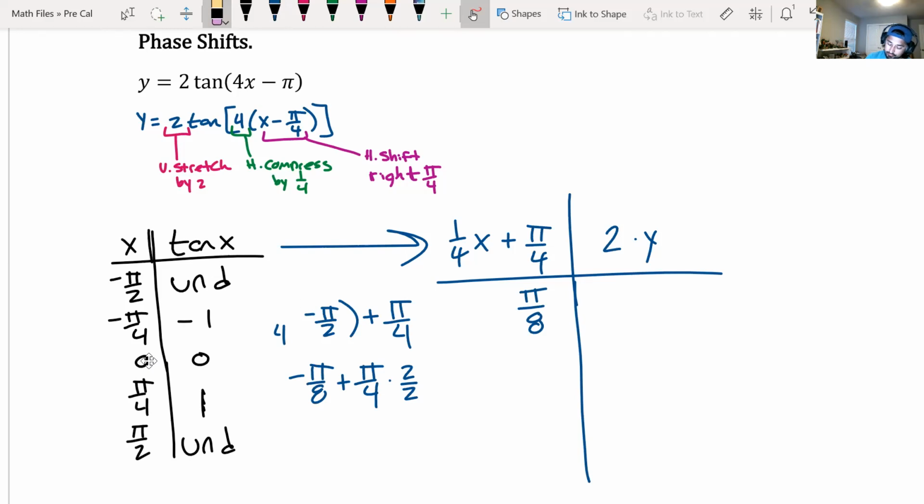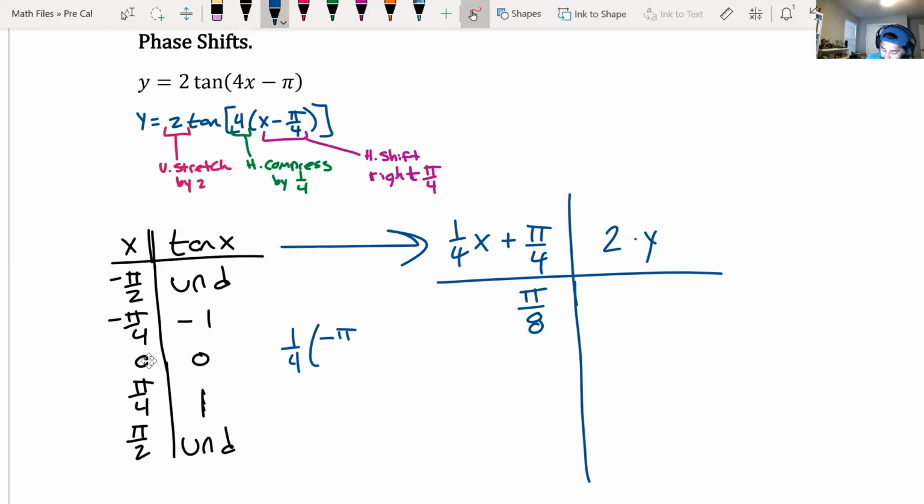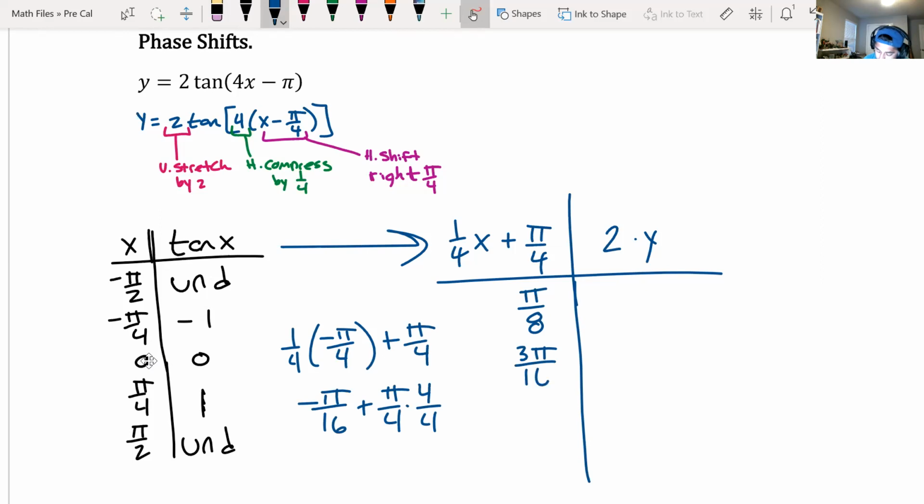Then next is 1/4 times negative pi over 4 plus pi over 4. You get negative pi over 16 plus pi over 4. Get a common denominator of 16. And negative pi over 16 plus 4 pi over 16 gives me 3 pi over 16. Okay, doing good.